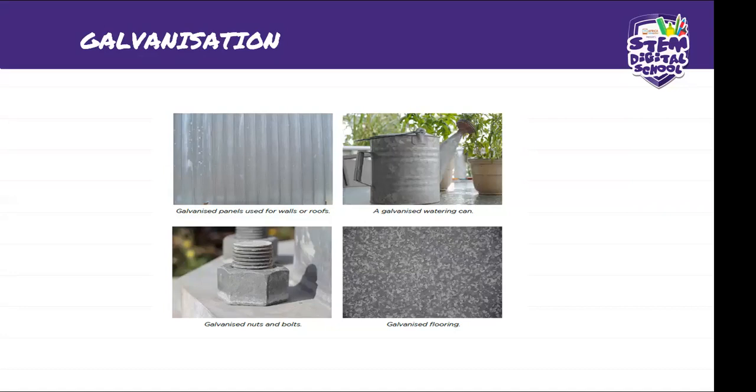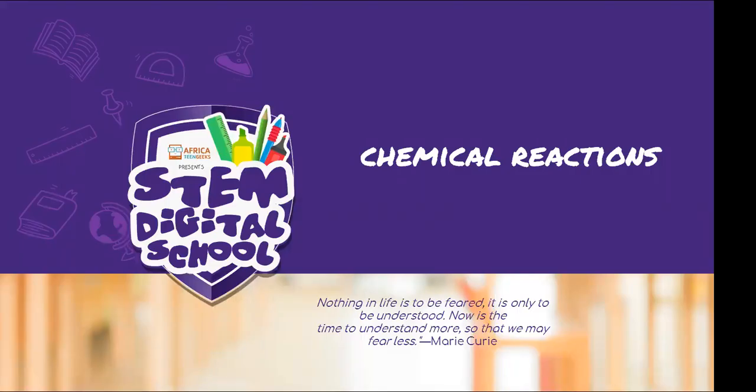If you are doing technology, you would have done composite materials. So for example, this bolt and nut will be very, very strong. So galvanization is one way of strengthening and also preventing rusting. Okay, all right, now let's continue.